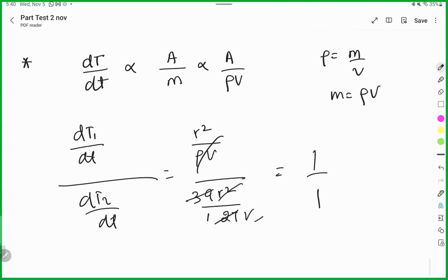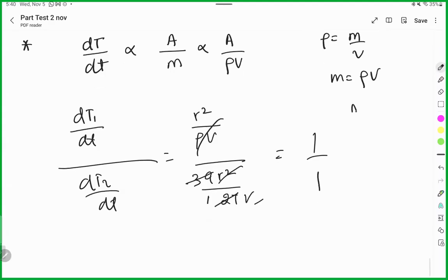You have to write everything in ratio form. Key: area A1 will be equal to 4 pi R1 square. A2 area is 4 pi R2 square, and R2 value is 3 times R1. So 3R square, it means A2 value is 9 times A1. V2 value is 27 times V1. And density rho 2 is 1 by 3 times rho 1. You have to take ratio. Tell me, anybody have doubt? Does anyone have any doubt in this?